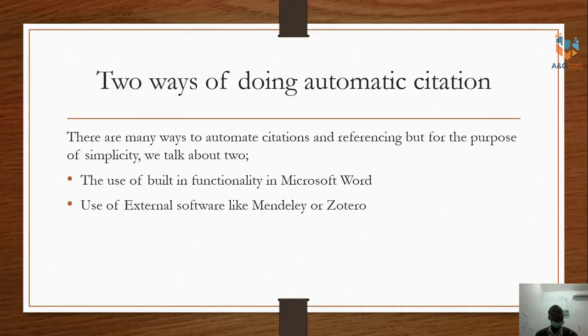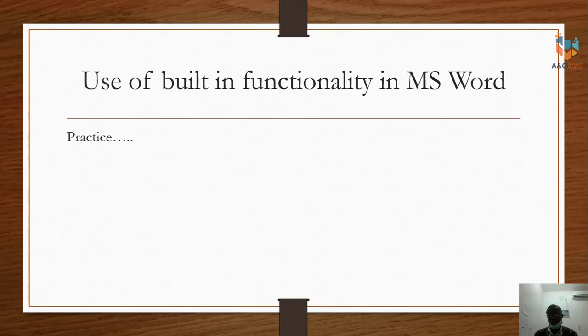Ways of doing automatic citations. Normally there are many ways to do automatic citations and referencing. The very first one is the use of built-in functionality in Microsoft Word. If you are using Microsoft Word 2010 through 2016, there is a built-in functionality to do automatic citations or references. Secondly, you can use external software like Mendeley or Citation, which can help you as well. So let us be practical about it and use the built-in functionality in Microsoft Word.